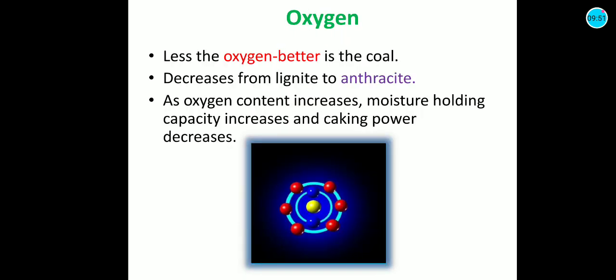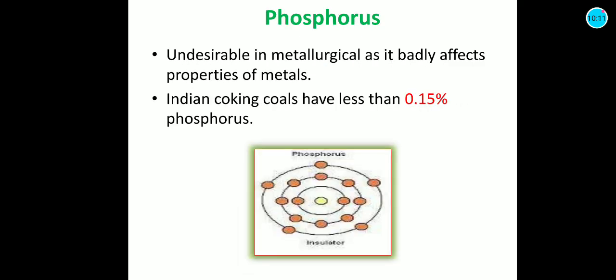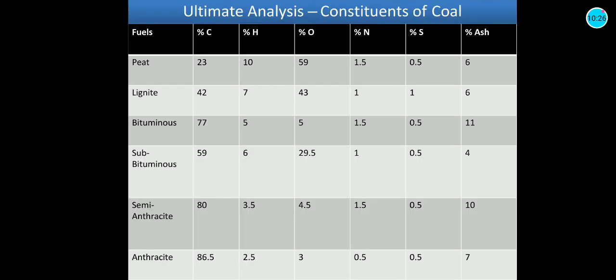Okay, then oxygen content. Less the oxygen, better is the coal. Decreases from lignite to anthracite. As oxygen content increases, moisture holding capacity increases and caking power decreases. Then phosphorus content. It is undesirable in metallurgy as it badly affects properties of metal. Indian coking coals have less than 0.15% phosphorus.